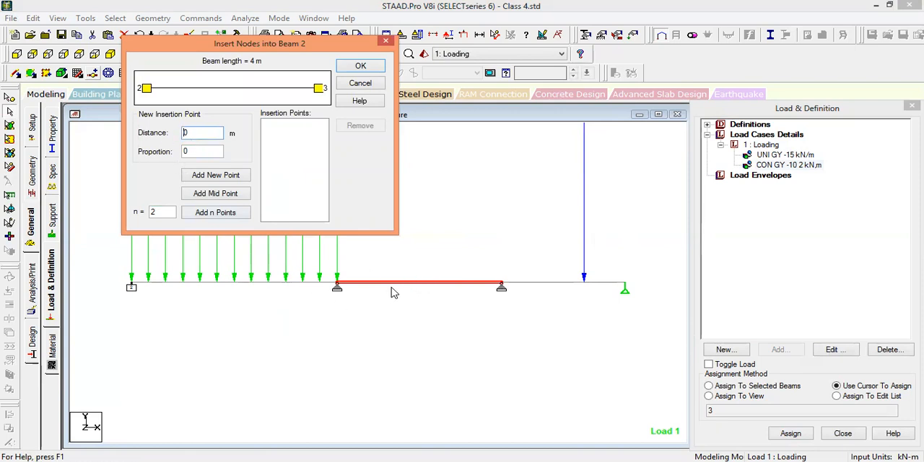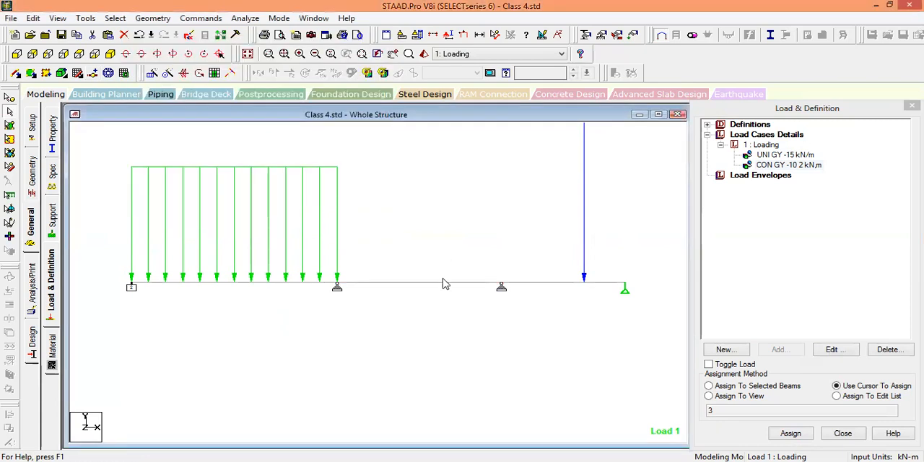If the load was given at a distance of 1 meter from the left support, or the second support, then you should give your distance as 1 meter. However, in this case, it is 2 meters. You can give 2 meters like this, or you can give add midpoint. Anything is okay. You add new point.